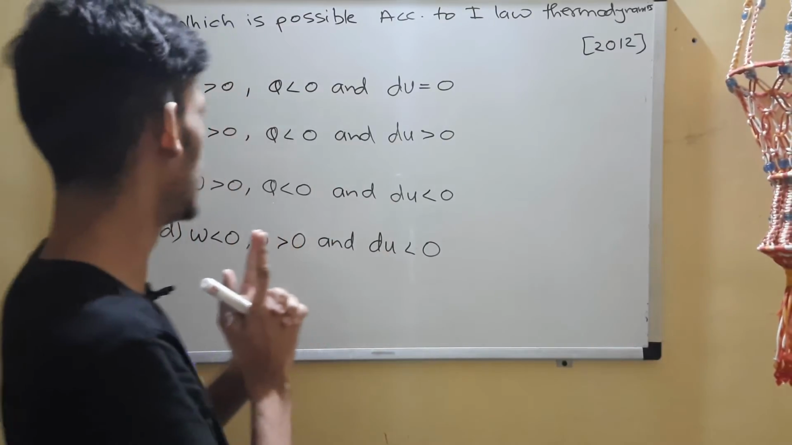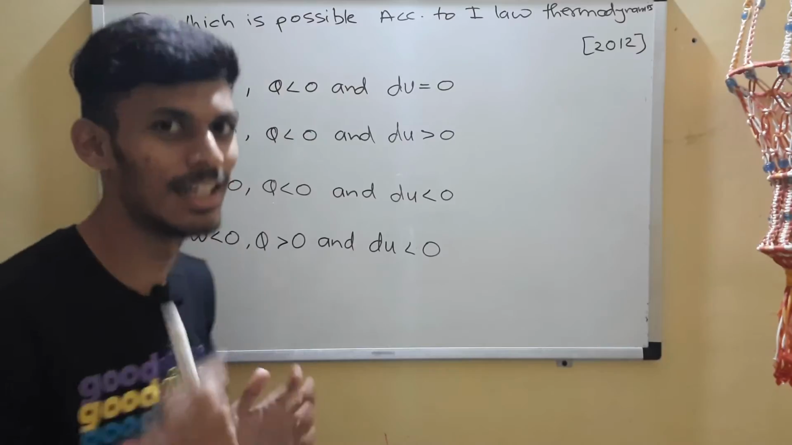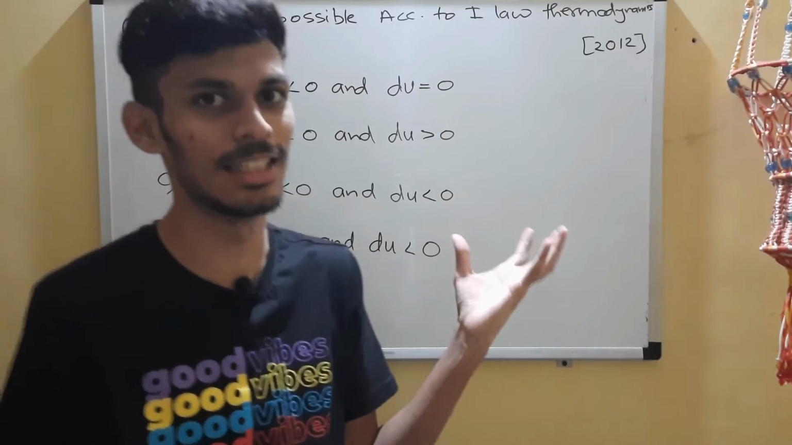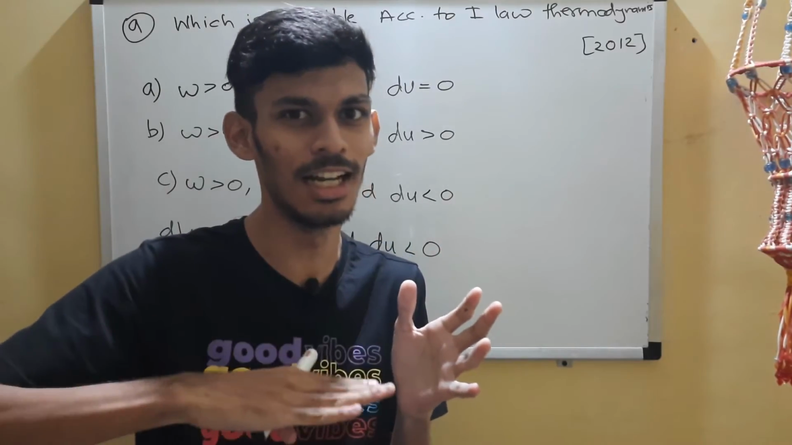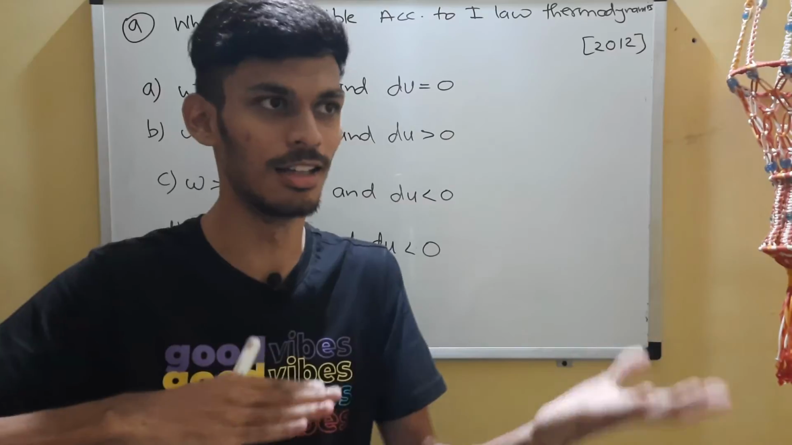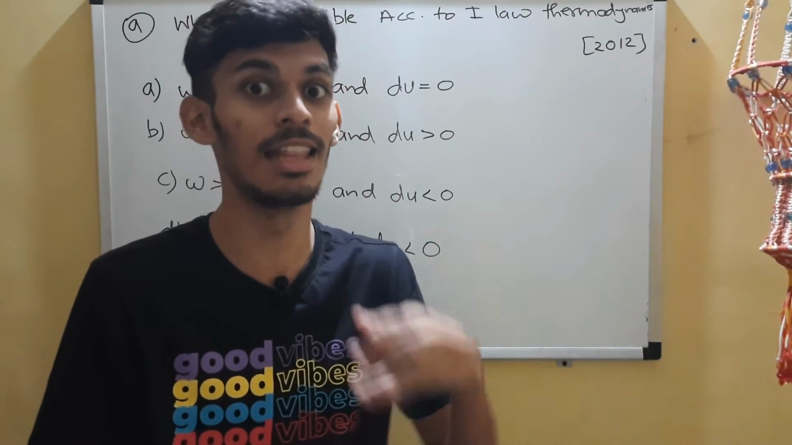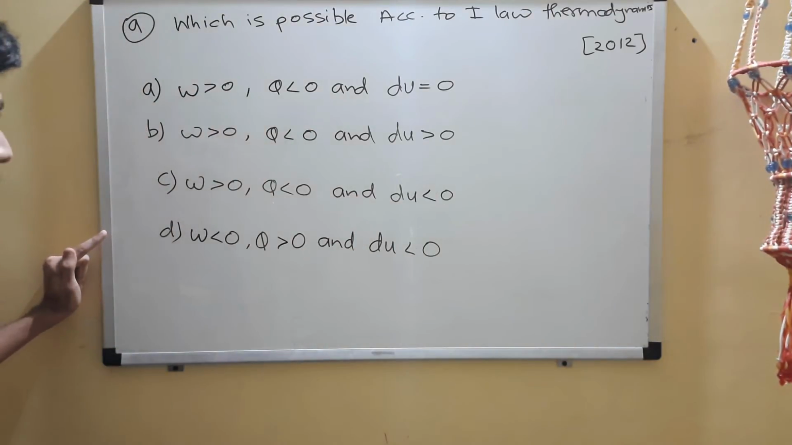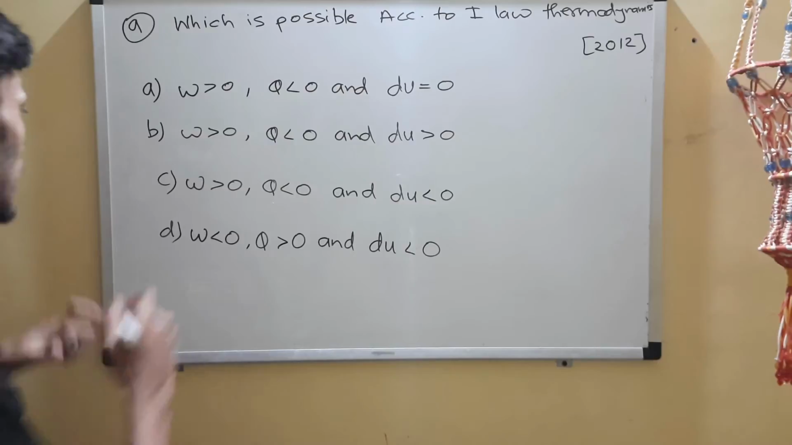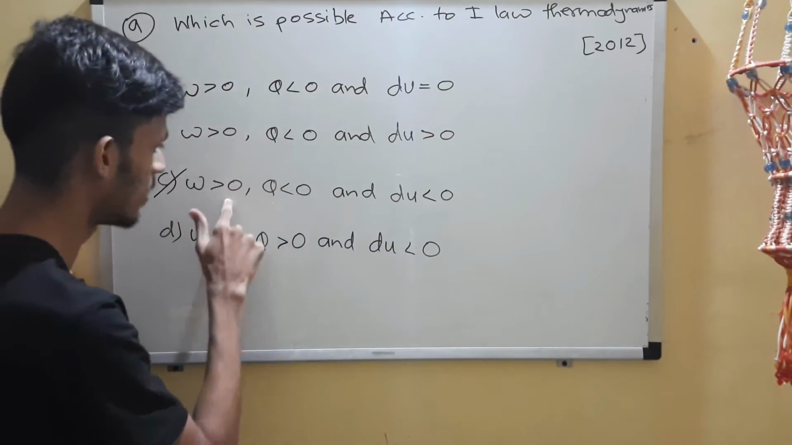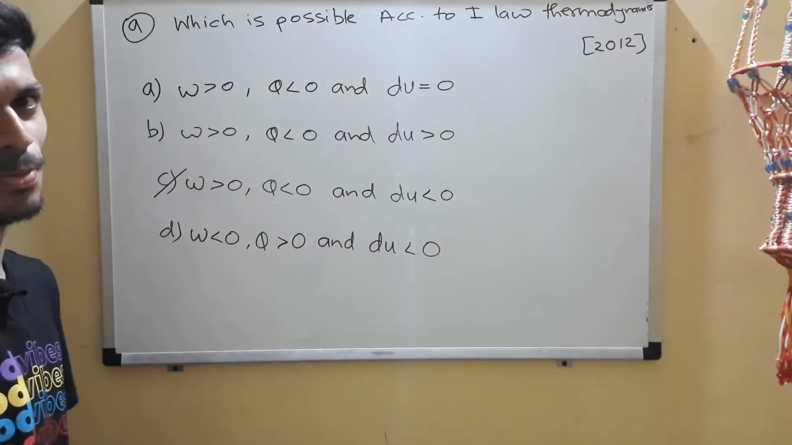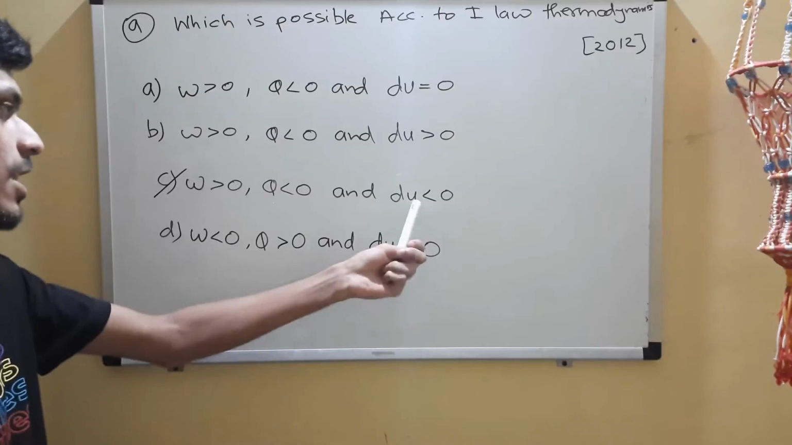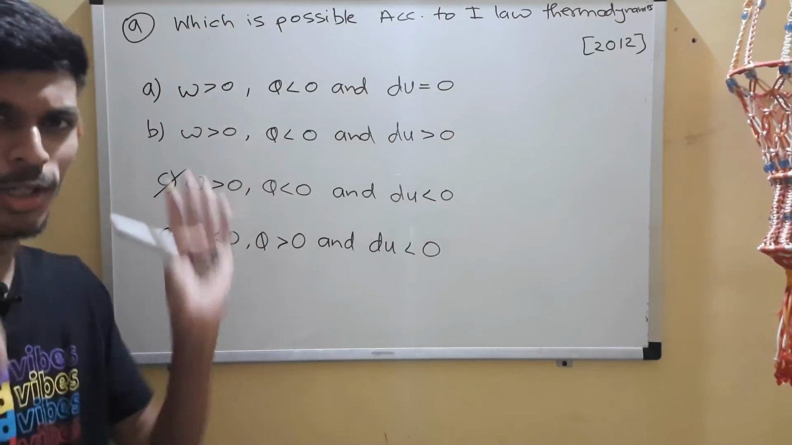So the correct option should be that there should be a decrease in the internal energy, right? If work is done by the system and heat is released by the system, there should be a decrease in the internal energy, because it is doing the work and releasing the heat at the expense of internal energy. So option C is the correct choice. Work done by the system, heat released by the system, the change in internal energy should be negative, right? So this was the logical way.